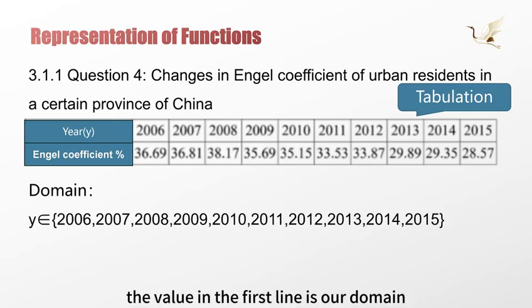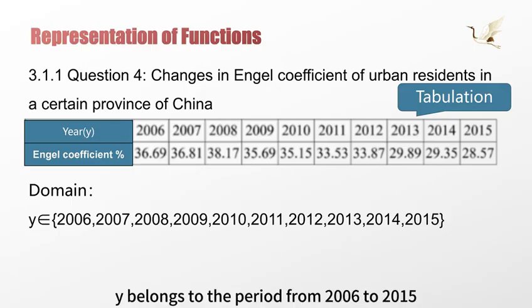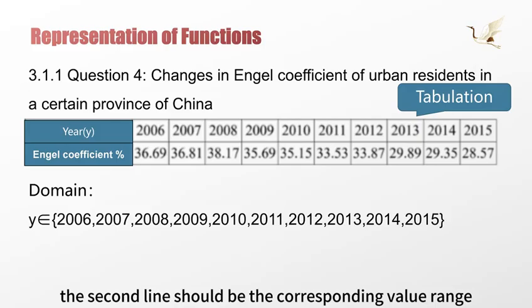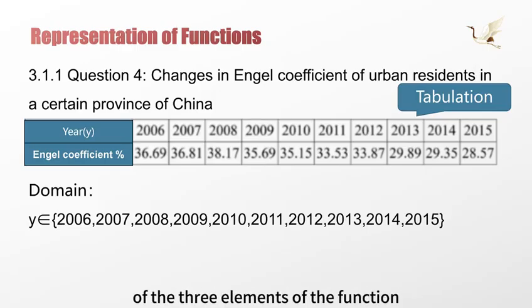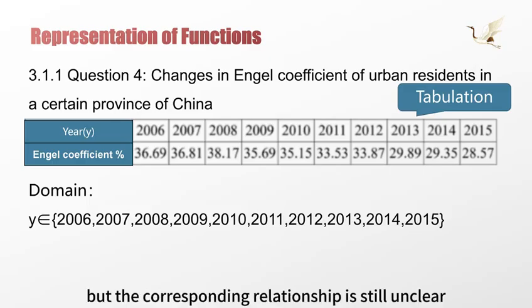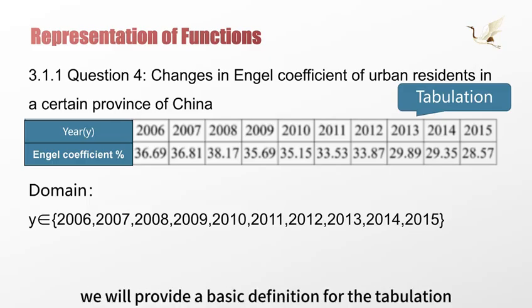The values in the first row are our domain, represented by y. y belongs to the period from 2006 to 2015. The second row should be the corresponding value range. So where is the corresponding relationship? The domain and value range, two of the three elements of the function, are reflected in the table, but the corresponding relationship is still unclear. We will provide a basic definition for the tabulation.